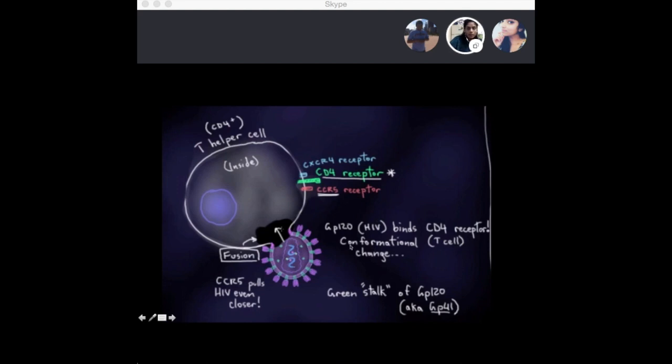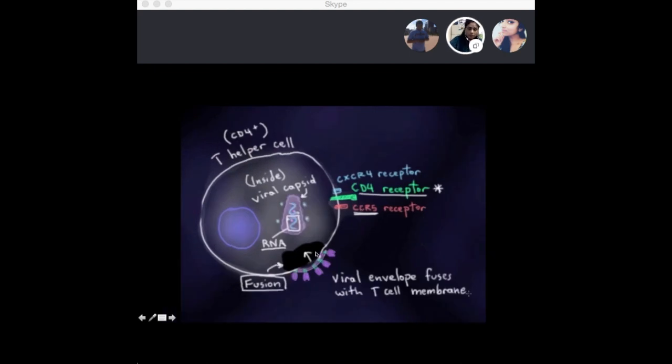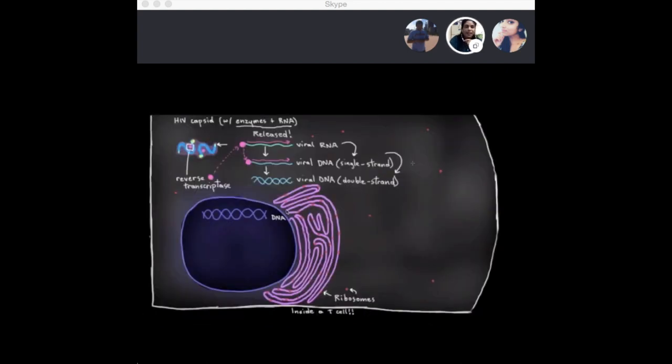And yep, so that's going to be what this picture is exemplifying. And then next, this viral capsid that got dumped into the CD4 cell is going to degrade. And we're now going to start the process of reverting the RNA into DNA. So enzymes of the T helper cell are going to break down the viral capsid and release the RNA and the reverse transcriptase.